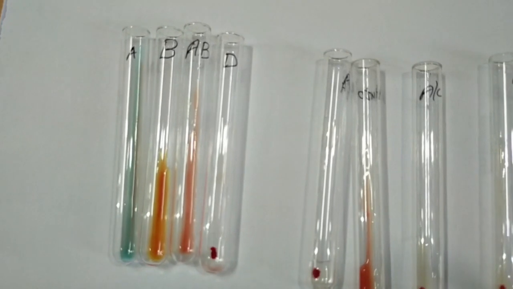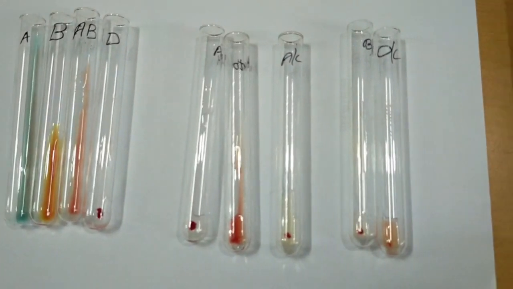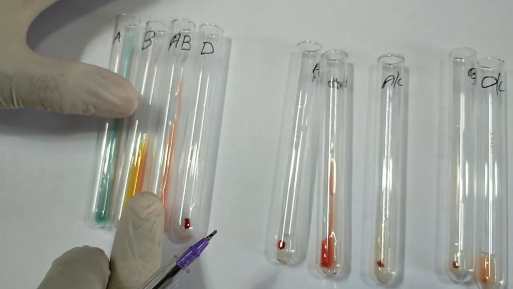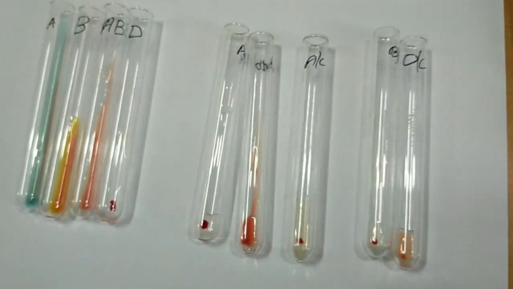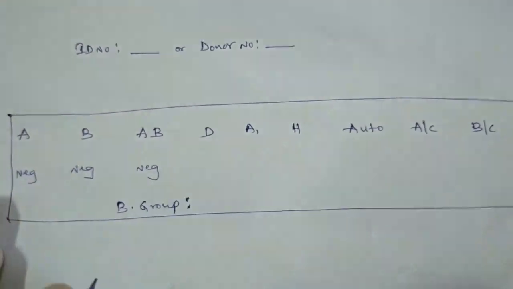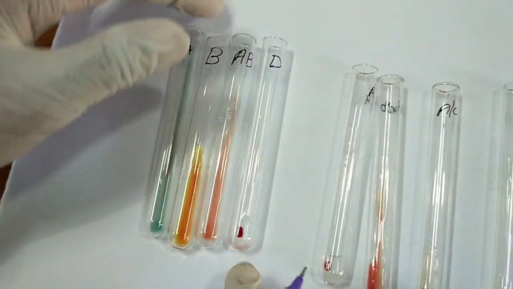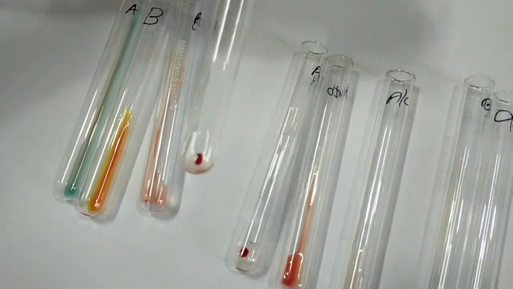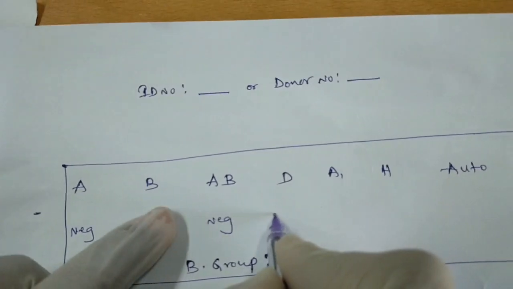Interpretation of results is given by grading. This grading is usually done by giving score to the strength of the reaction, given by negative to 4 plus. This is the format to take the results. Look here. In A tube, B tube, AB tube, there is no agglutination seen. So here you write negative reaction. In D tube, there is agglutination seen. This is a single clump, taken as 4 plus.